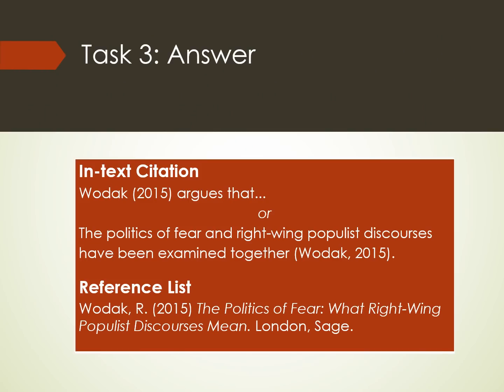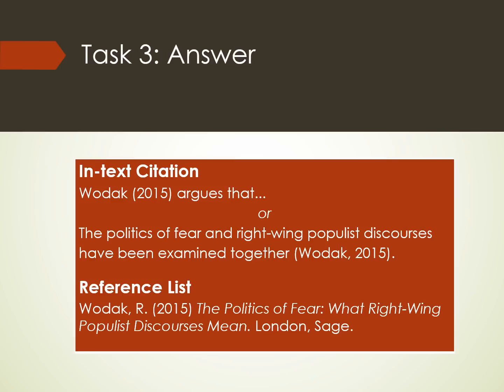So as I mentioned previously, there are 2 ways that you can write an in-text citation. The first is to make the author part of the sentence, or the second is to make a statement and put the citation at the end of the sentence. So the first example here, we're making the author part of the sentence. So we're saying, Buduk, we open brackets and put in the year of publication, argues that, Or alternatively, we could say the politics of fear and right-wing populist discourses have been examined together, which is a claim that Puthoff makes. And so we open brackets and put in the author, comma, year of publication.